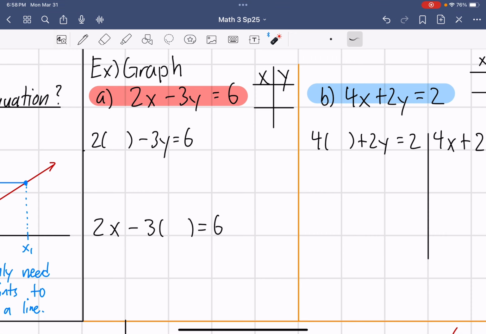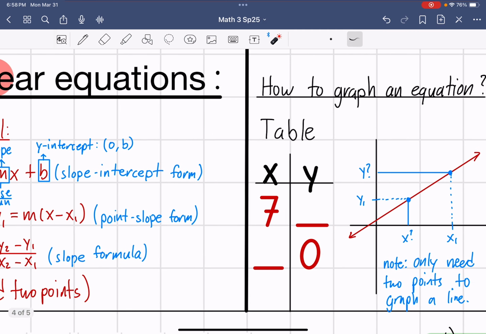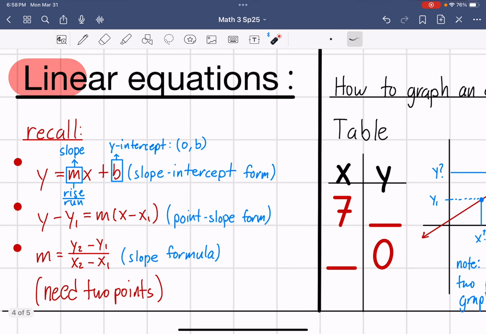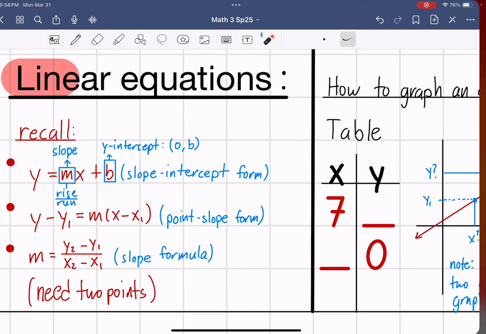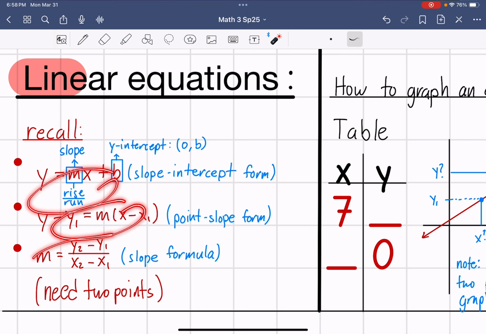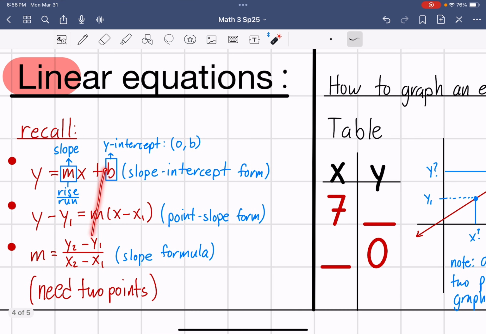What makes this equation linear? If we go back, sure, there's a slope, there's a y-intercept if it's in this format, but there's all these different formats. But what makes this a linear equation? And that really has to do with the power that we see. So what do I mean by that?